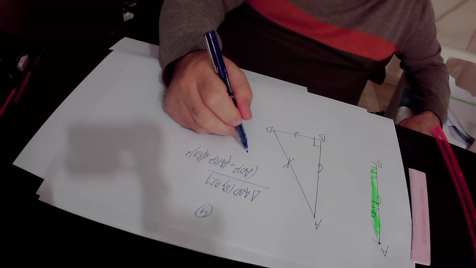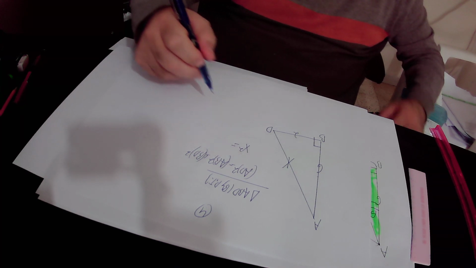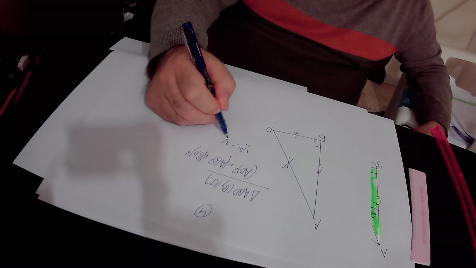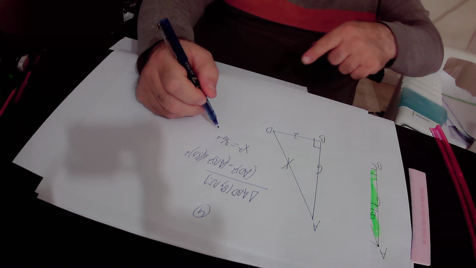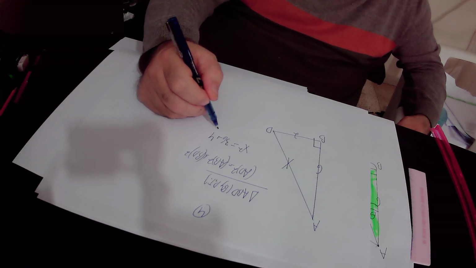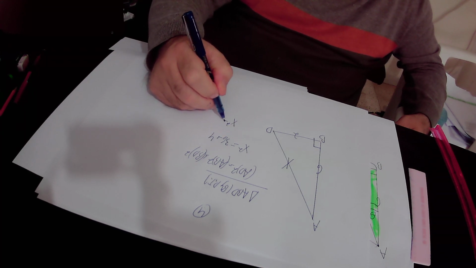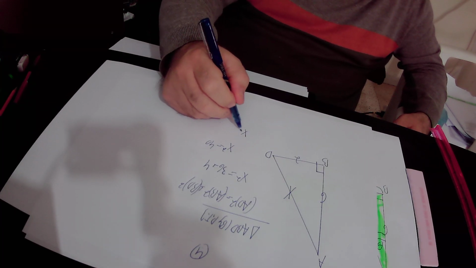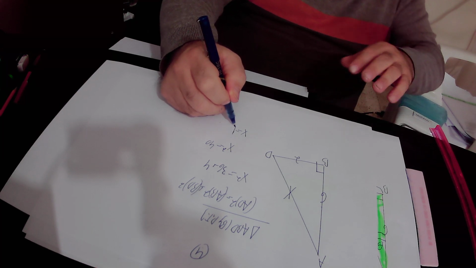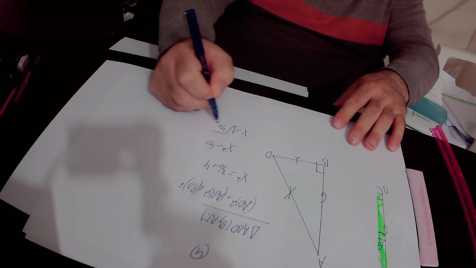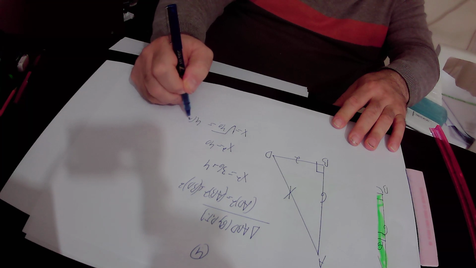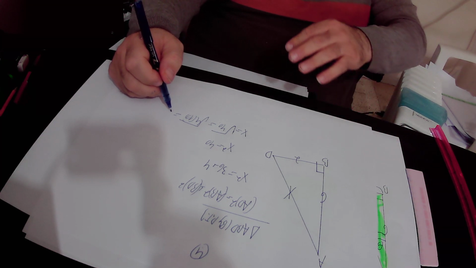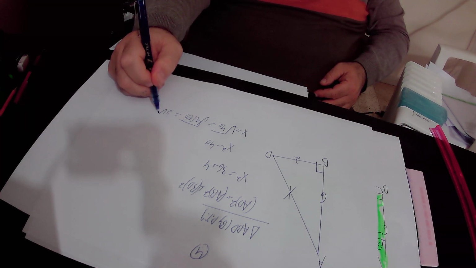AD is x, so AD square is x square, equals AB square, AB is 6, so AB square is 6 squared, that's 36, plus BD square. BD is 2, so BD square is 2 squared, that is 4. So in conclusion, x squared equals 36 plus 4, that is 40. We take the square root and find that x equals the square root of 40. 40 is 4 times 10. The square root of 4 is 2, so it is 2 times root of 10.